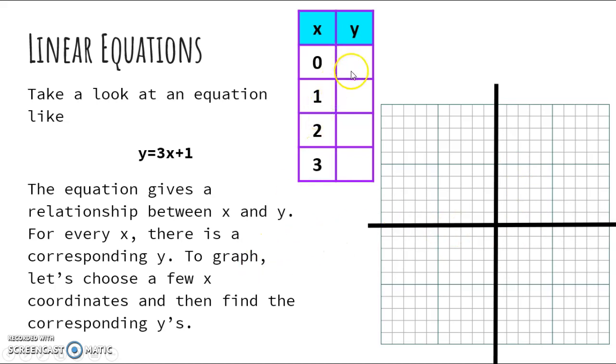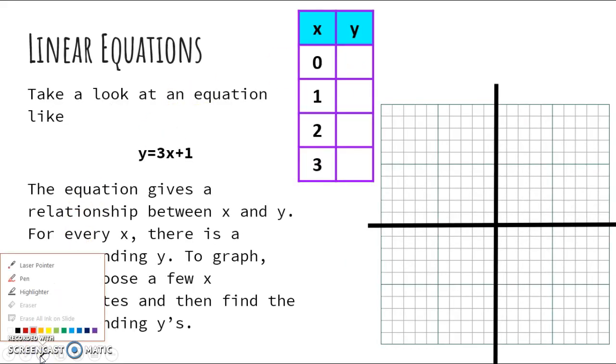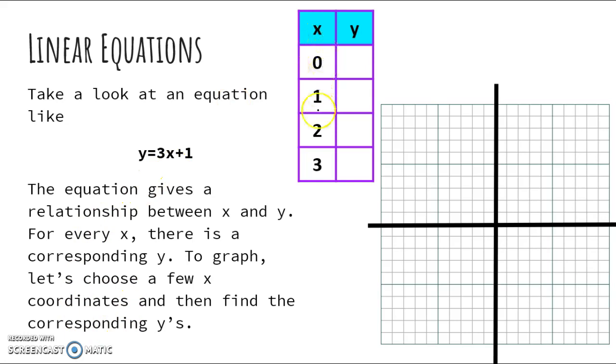So what we're going to do is calculate the y for each one of these points, so each one of these x's. For x equals 0, I'm going to put in 0. So y equals 3 times 0 plus 1. 3 times 0 is 0. 0 plus 1 is 1. So that's the ordered pair 0, 1. So we can plot that and see where I've got that there.